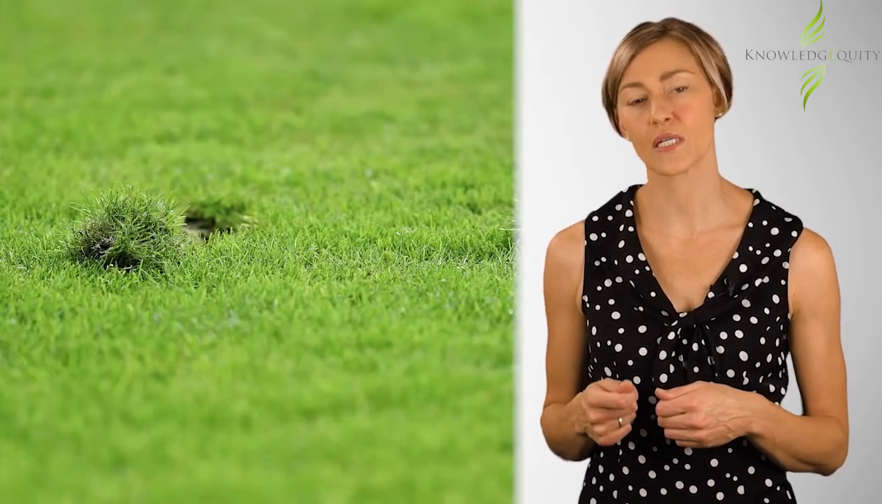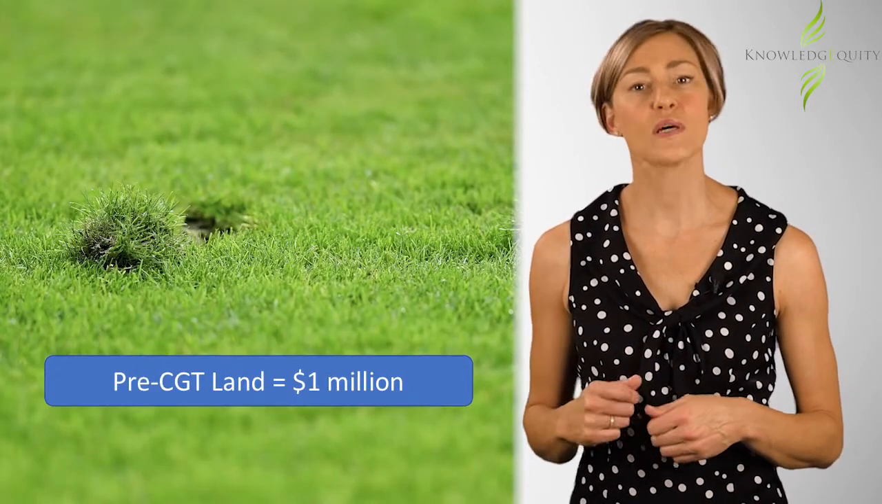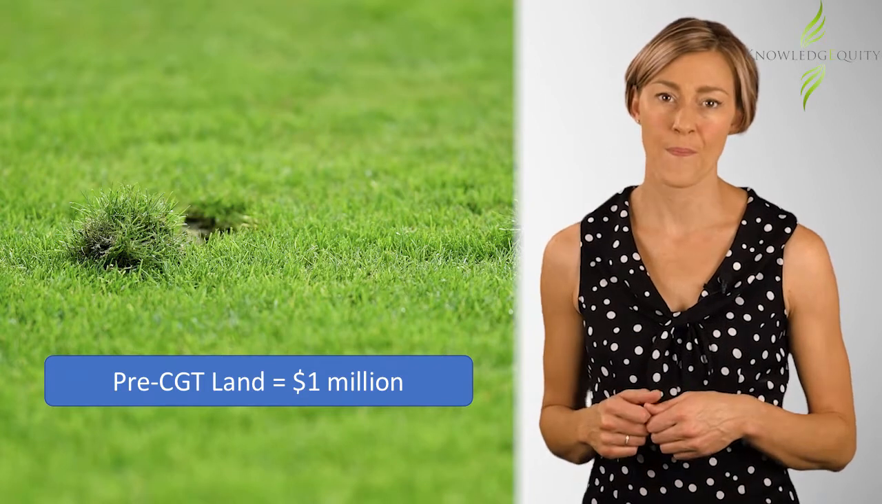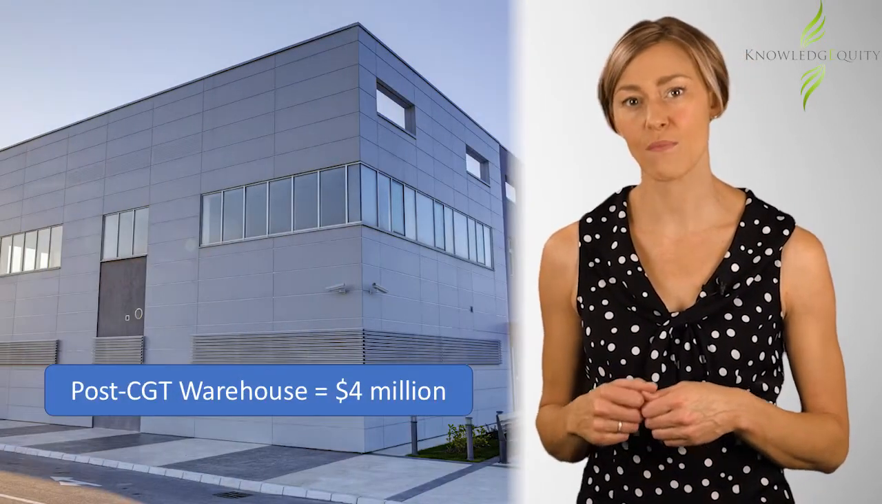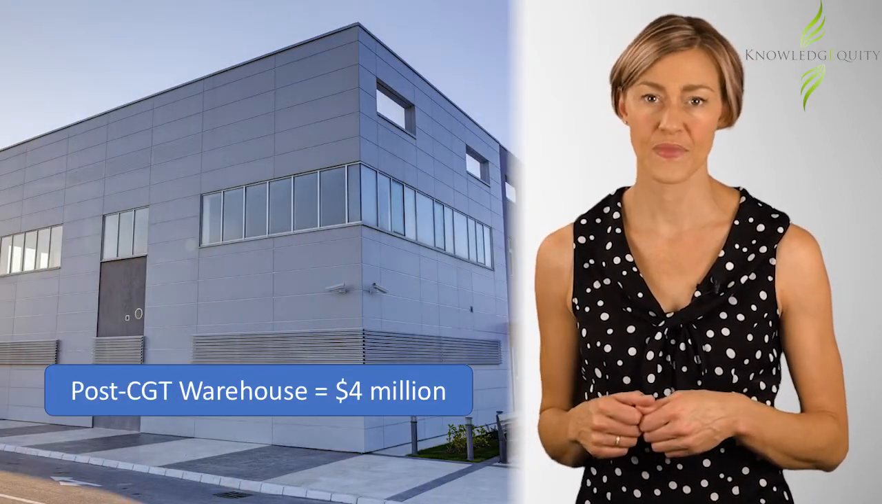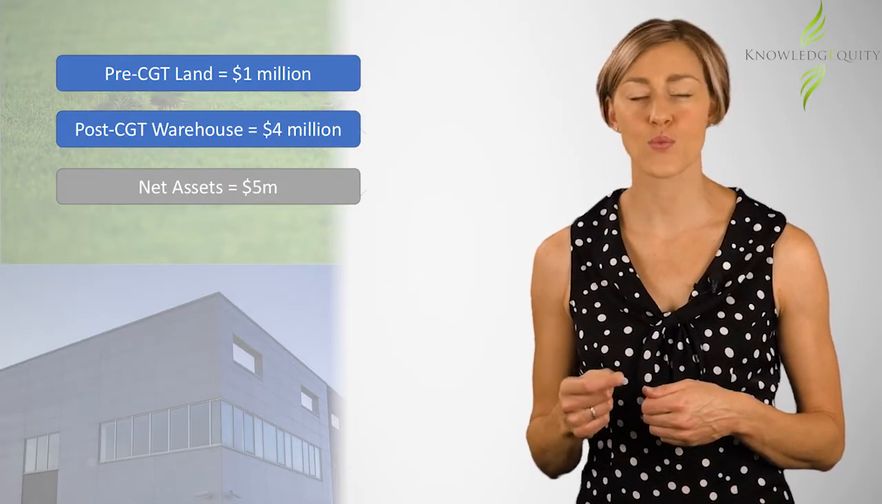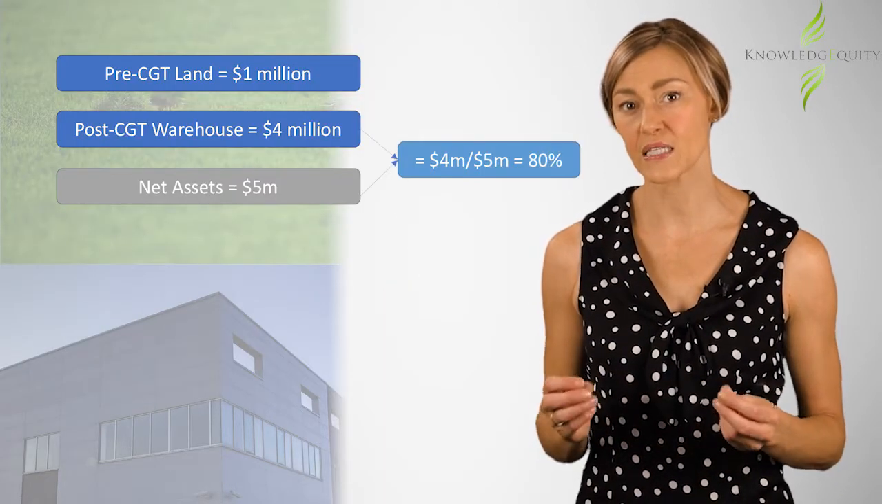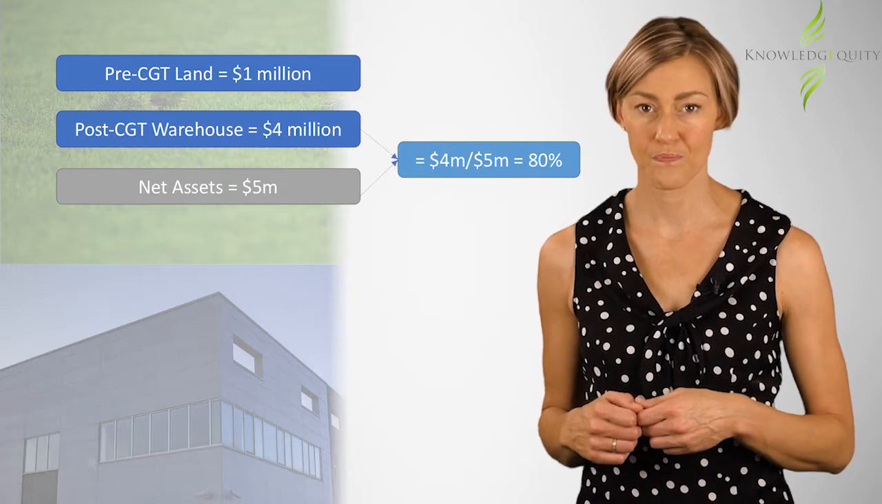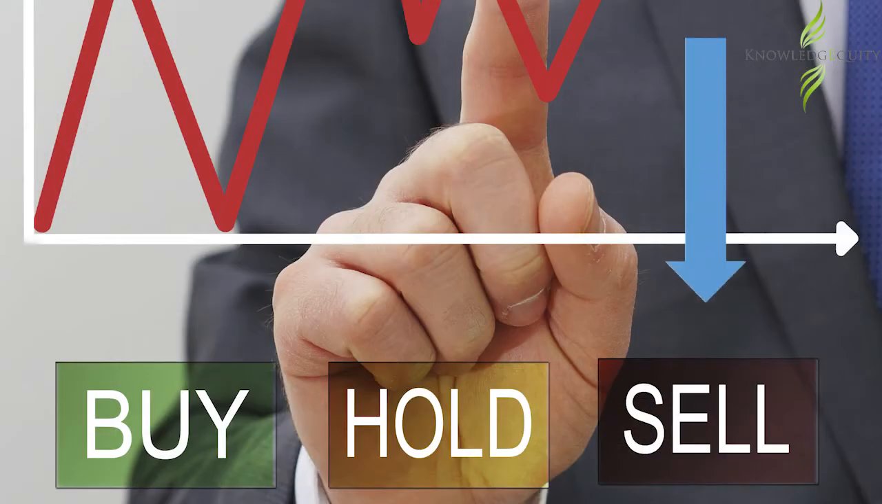Smith Proprietary Limited holds pre-CGT land with a market value of $1 million and a post-CGT warehouse with a market value of $4 million. There is no debt relating to the company, so we do not need to consider net value in this case. The post-CGT warehouse represents 80% of net assets by market value of the company. Paul decides to sell all of his shares for $5 million.